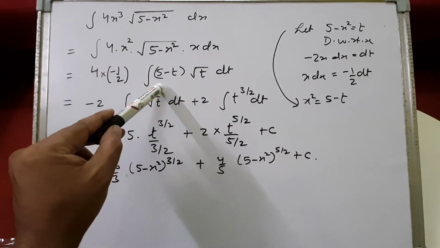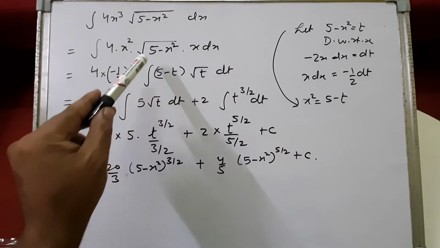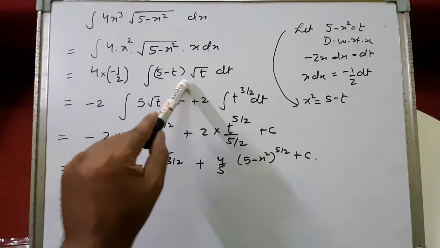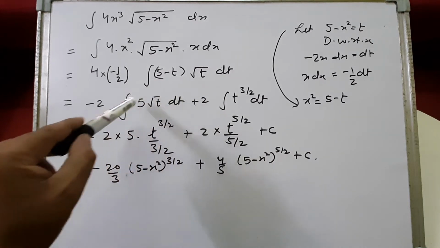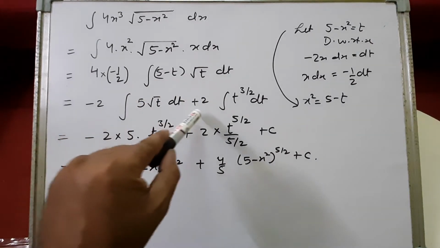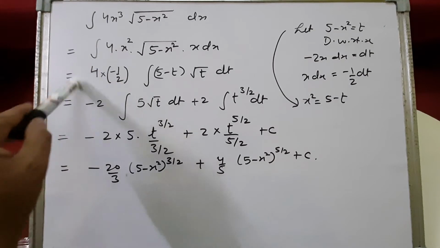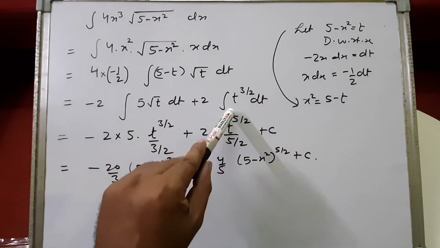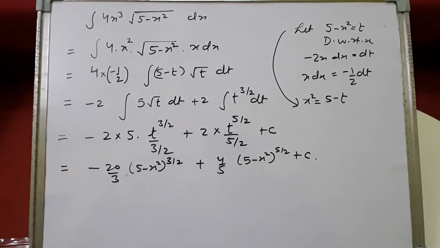x square we can write as 5 minus t, and under root t, because 5 minus x square we have assumed as t. Now when we multiply this root t inside these two terms, we'll get 5 root t minus t to the power 3 by 2. Minus 2 into 5 root t, minus minus plus 2 into t to the power 3 by 2 dt.